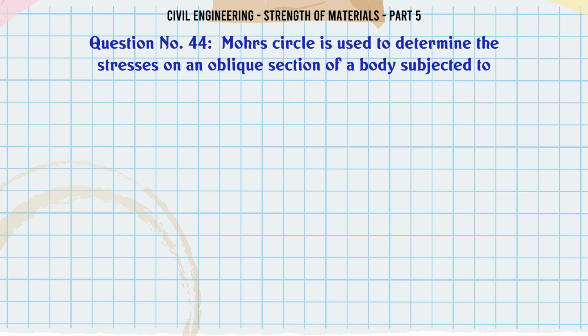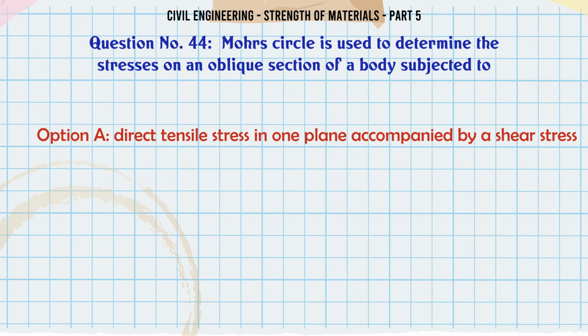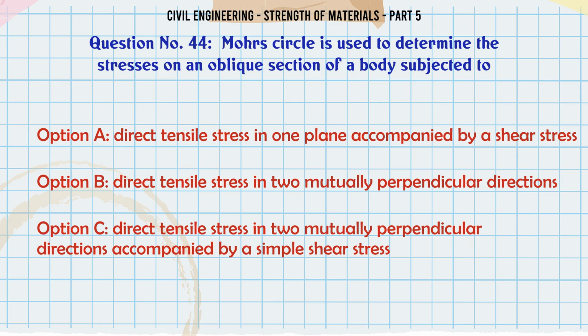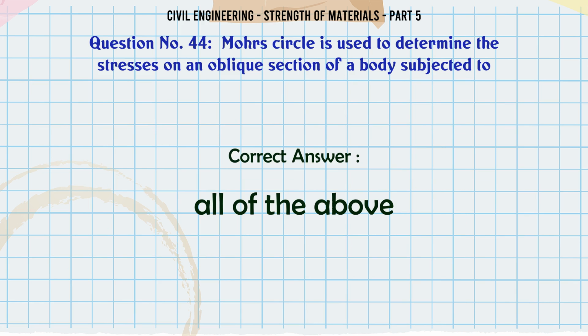Mohr's circle is used to determine the stresses on an oblique section of a body subjected to: A. a direct tensile stress in one plane accompanied by a shear stress, B. direct tensile stress in two mutually perpendicular directions, C. direct tensile stress in two mutually perpendicular directions accompanied by a simple shear stress, D. all of the above. The correct answer is all of the above.